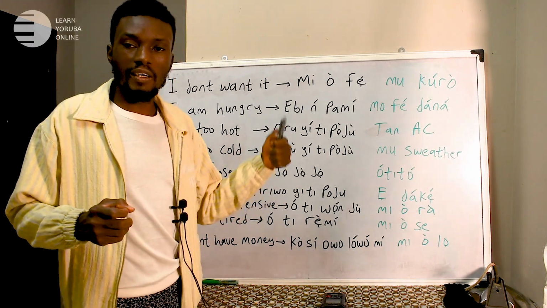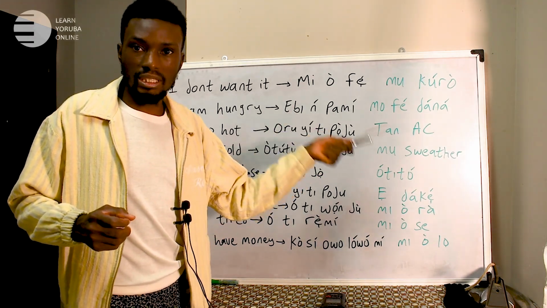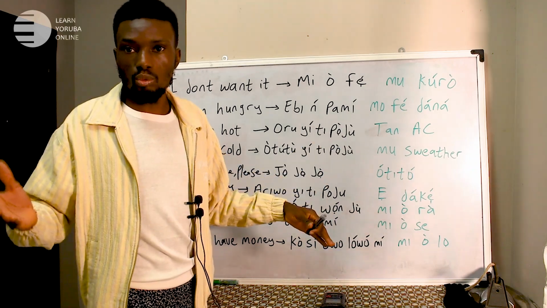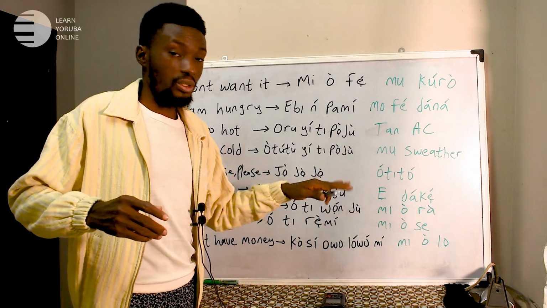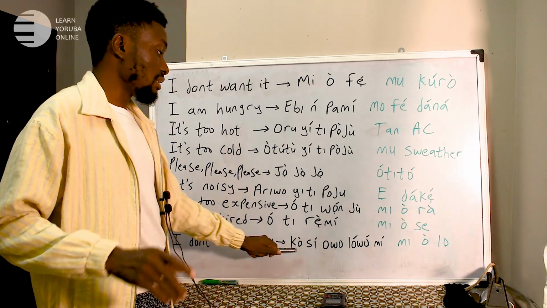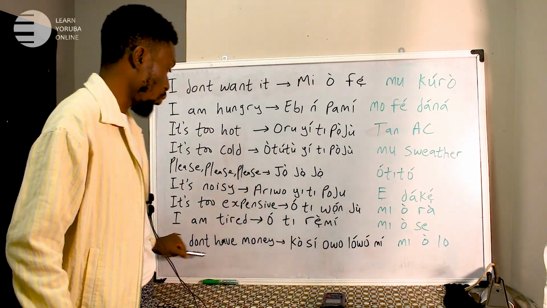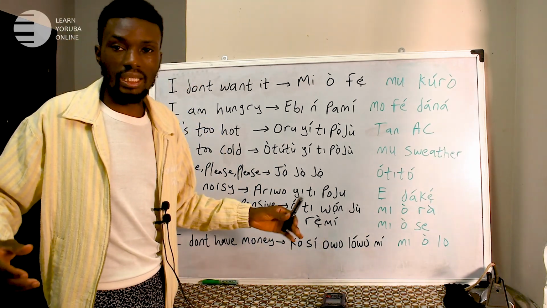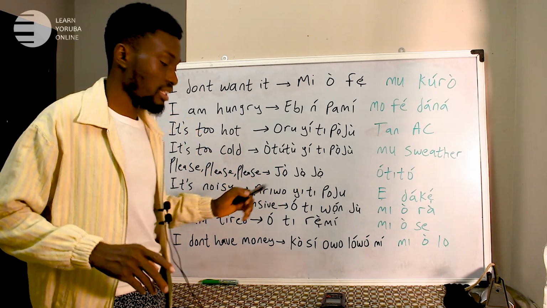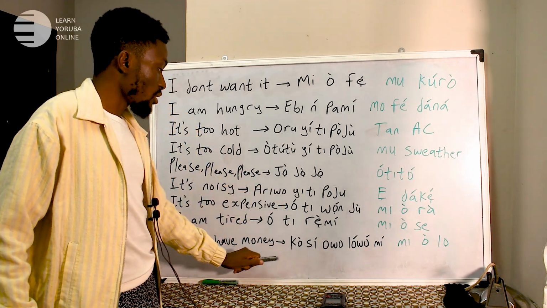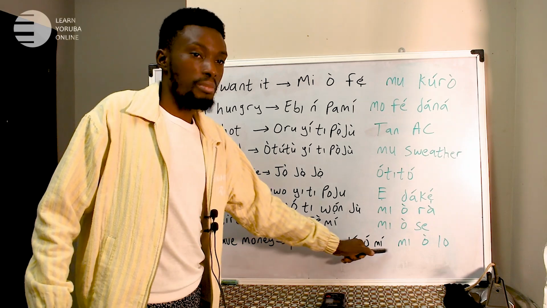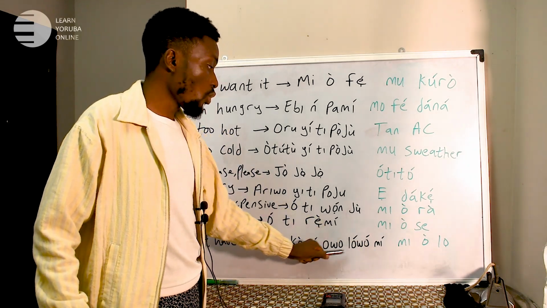There are some words that we find in one language, but in another language, you just have to be descriptive. That's why some of these direct translations will not actually equal what it is in English. But we know that it means the same thing. So I don't have money. Ko si owo lowo mi.